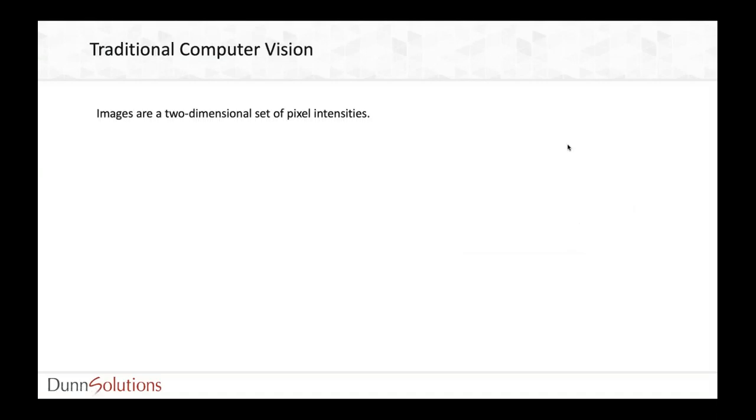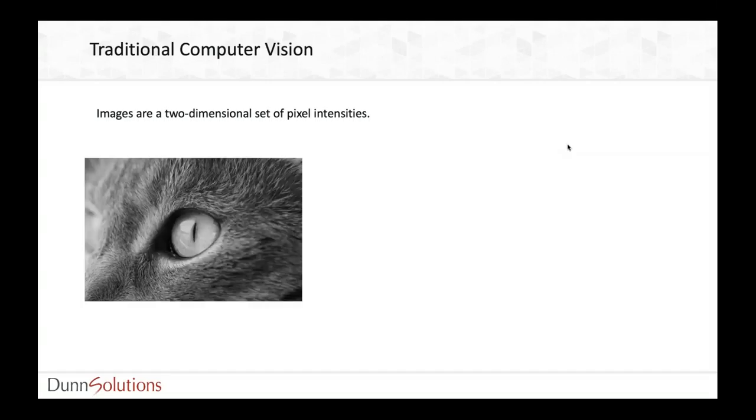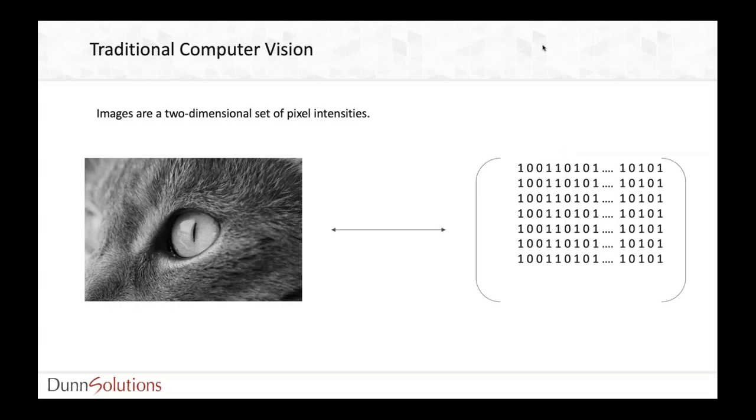So basically, traditional computer vision or any kind of computer vision works on the fact that images contain a two-dimensional set of pixel intensities. So what does that mean? This picture that we saw on the previous slide can be basically broken down into a set of ones and zeros after downsampling it and then figuring out what each of these pixels is on the XY coordinates.